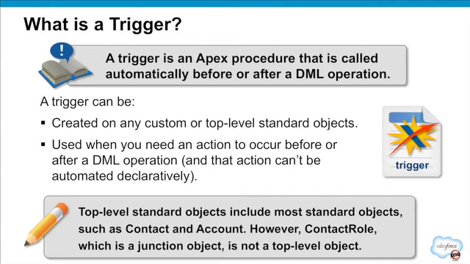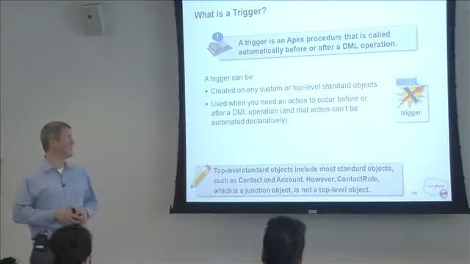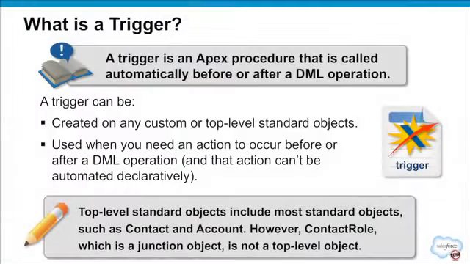All right, so what is a trigger? A trigger is merely, think of it as a procedure that's being called when the Salesforce application server detects that you are making a modification to a specific type of object. And there are many different types of events that we're able to detect. You can create triggers on any custom or top-level standard object. There's certain objects you can't associate triggers with.